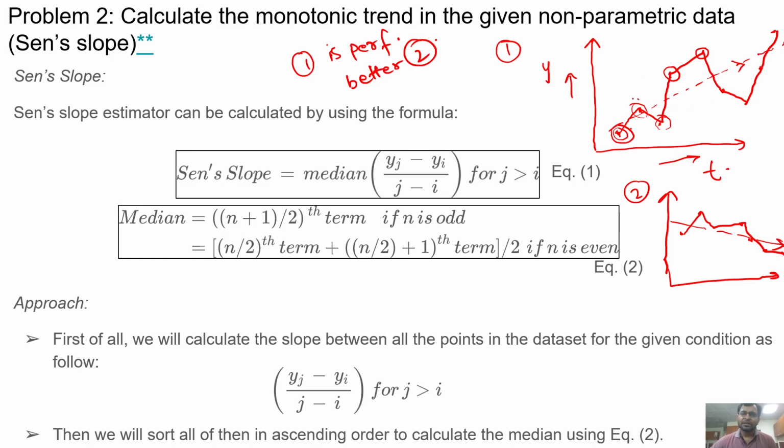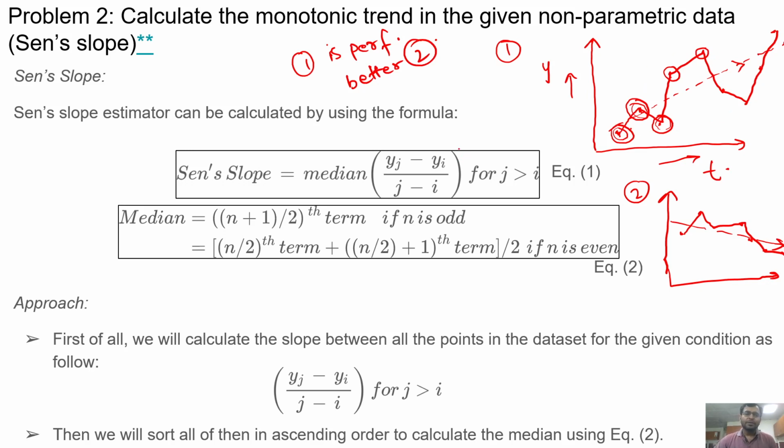Then we will calculate the slope between point 2 and all the remaining points, because with point 1 we have already calculated. Then we'll calculate the slope with point 3 and the remaining points. So this is how we'll have the slope between all combinations of two points in this particular data set.